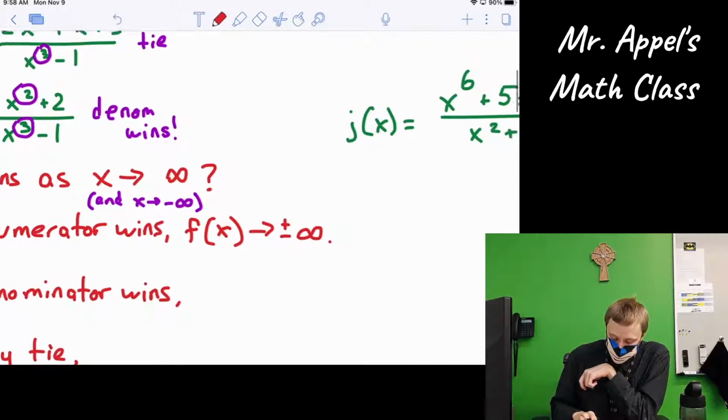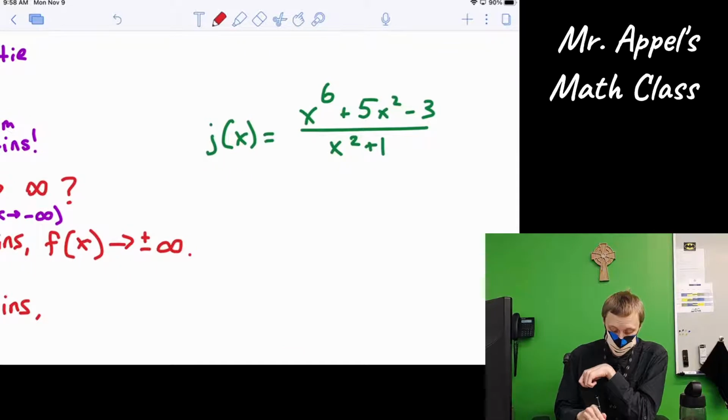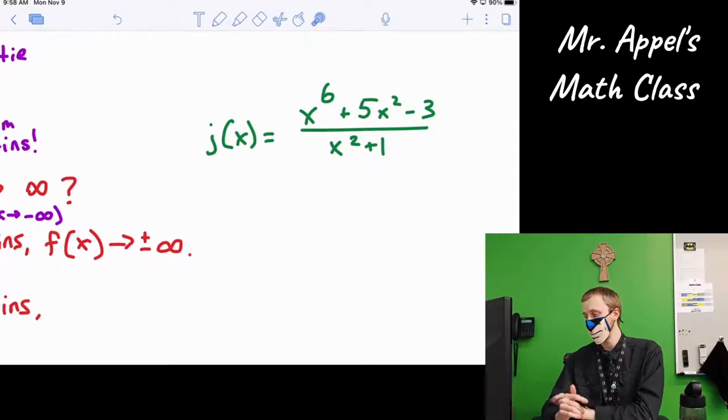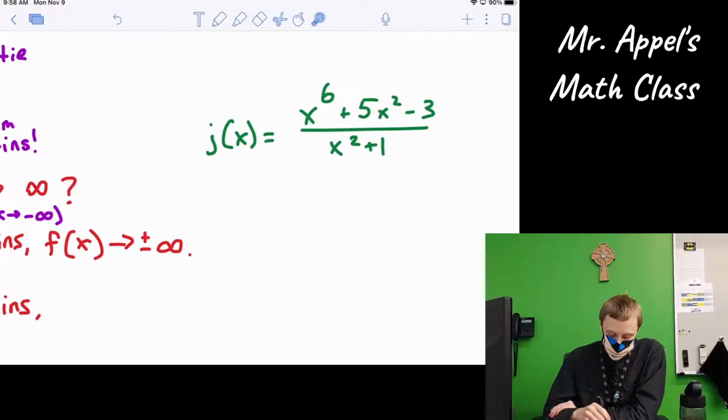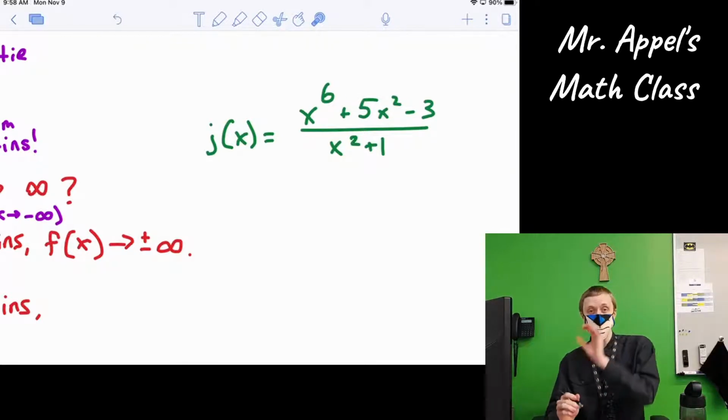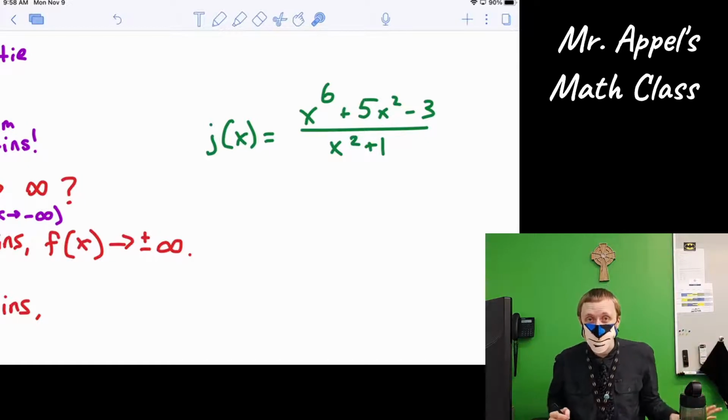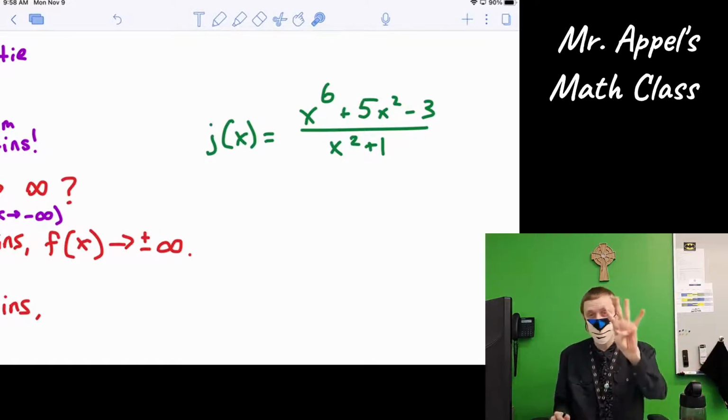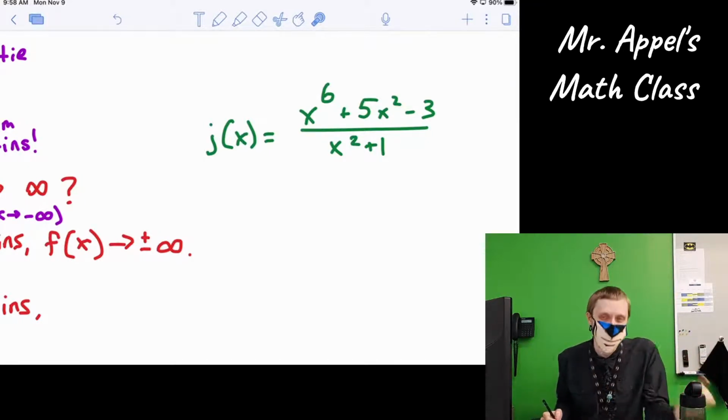Take a look at function j. Who wins in function j, numerator or denominator? Numerator, clearly, right? x to the 6th power. In fact, the numerator wins by a lot. 6 minus 2 is 4. The numerator wins 4 times over.